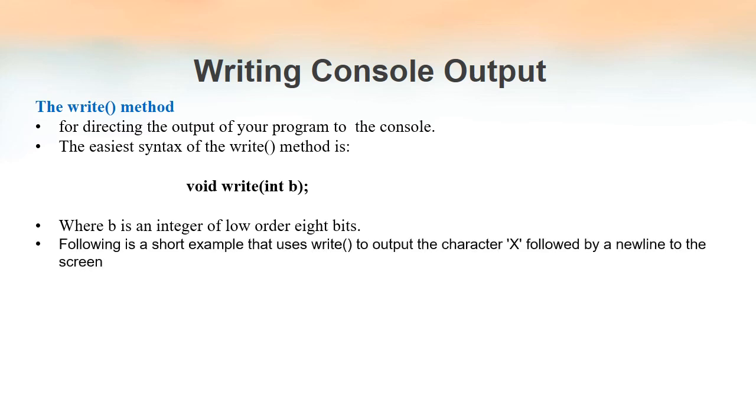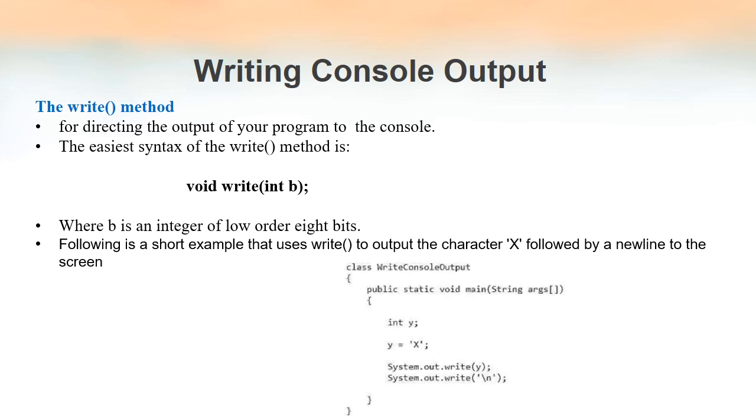In this example we are trying to print the letter X to the console. As we can see, we have declared a variable named y and we are storing the character X in y. When we do this, the ASCII value of X will be stored inside y because y is an integer. See how we are using the write method: System.out.write, and then we are passing y as a parameter. Here the type of y is integer. The write method can receive only an integer as the parameter.